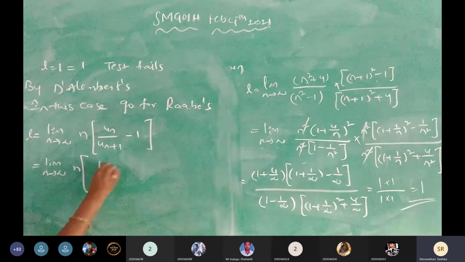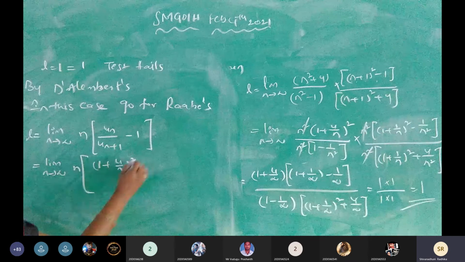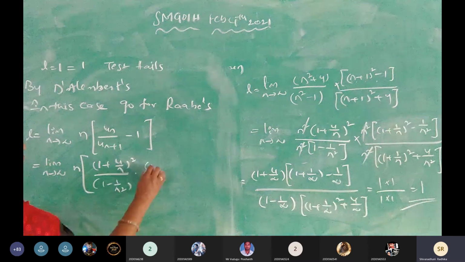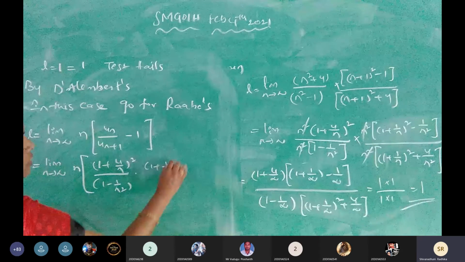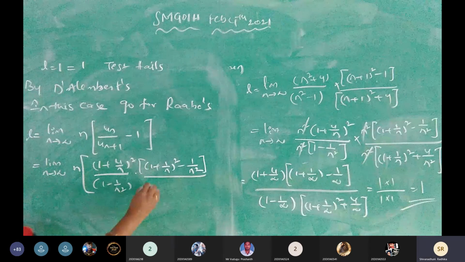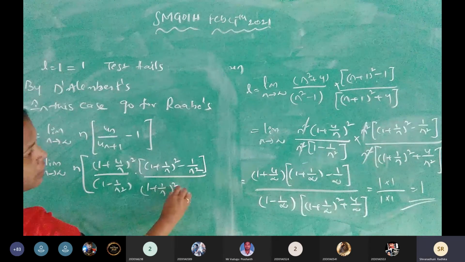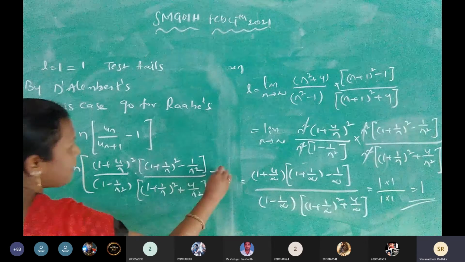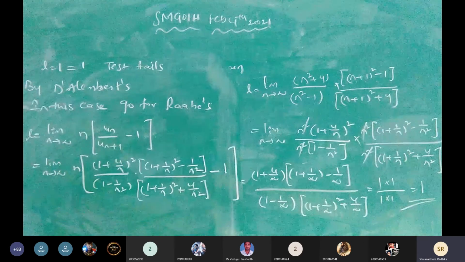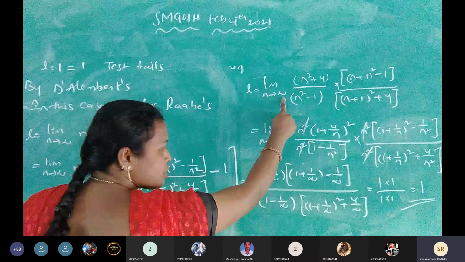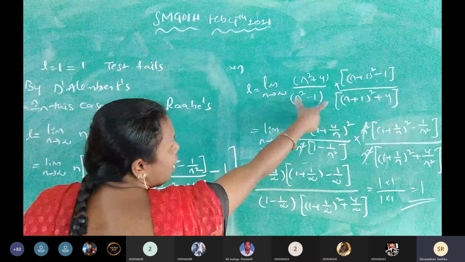1 plus 4 by n whole square by 1 minus 1 by n square into 1 plus 1 by n whole square, minus 1 by n square by 1 plus 1 by n whole square plus 4 by n square, minus 1. Completed. Any doubts in this? This is a simplification of limit n tends to infinity un by un plus 1.